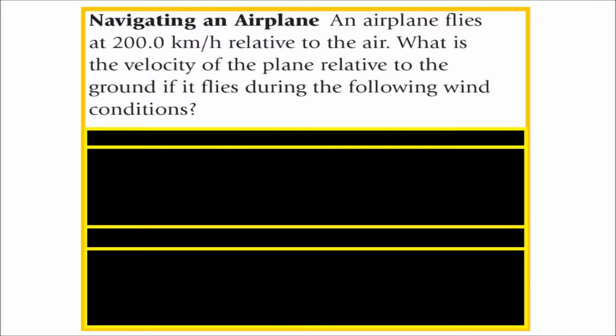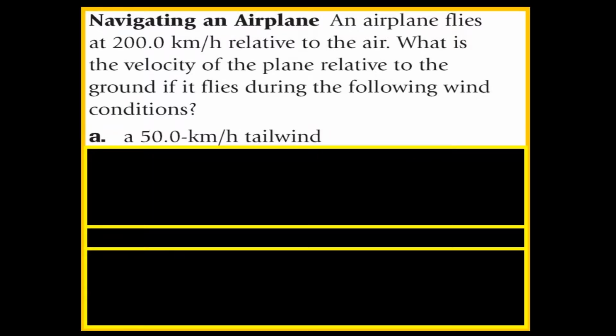Therefore, you can add or subtract these particular vectors. So you have a 50 kilometer per hour tailwind. What does that mean? Well, that means that you have a wind blowing from the back of the plane to the front of the plane. So you can add those vectors.